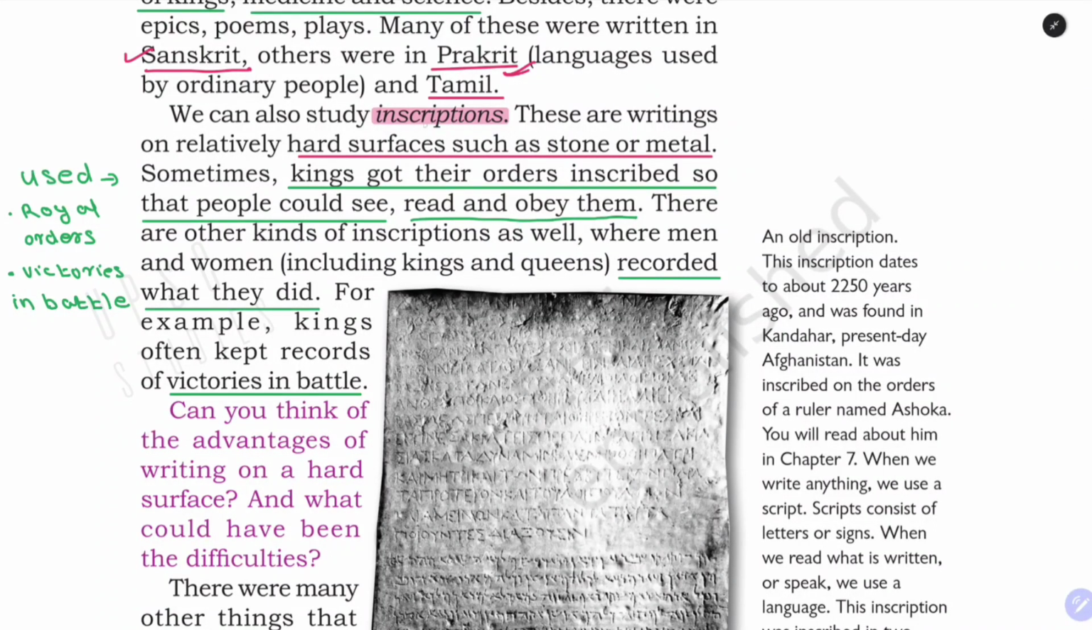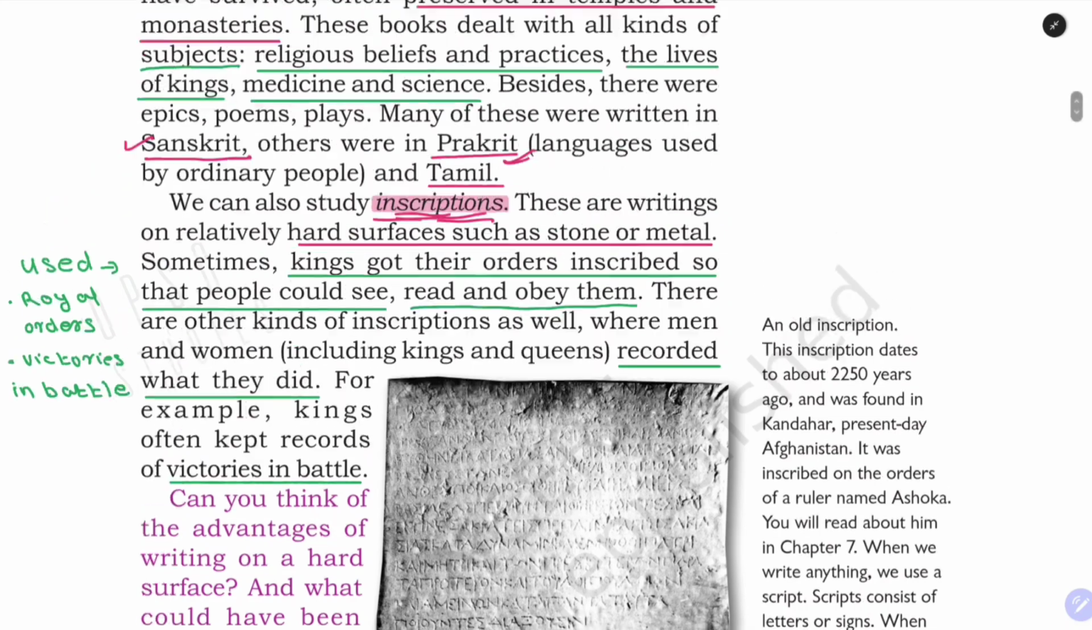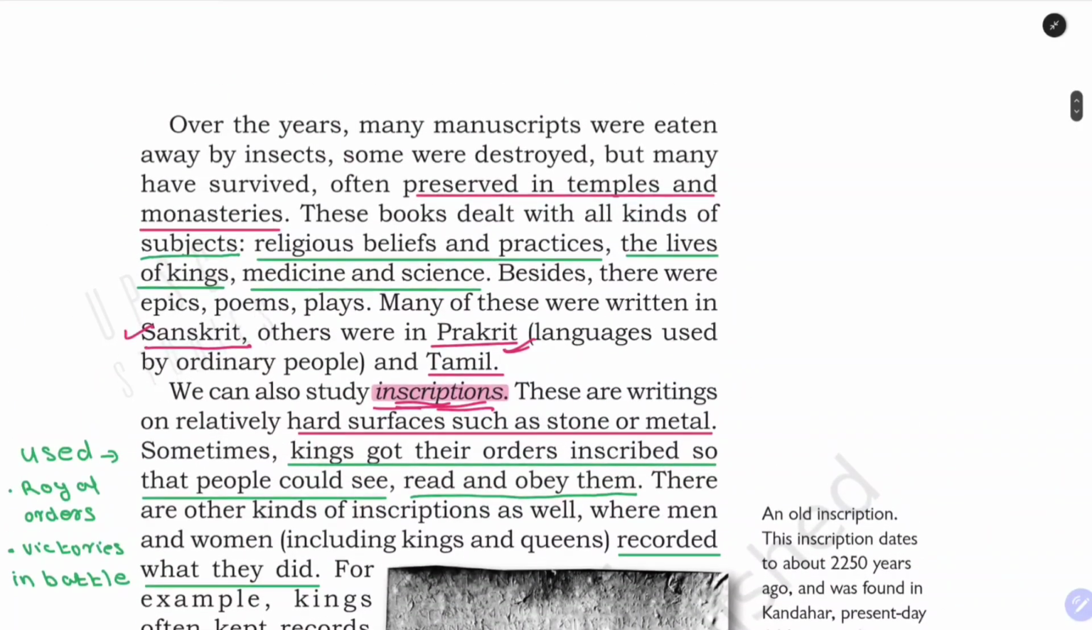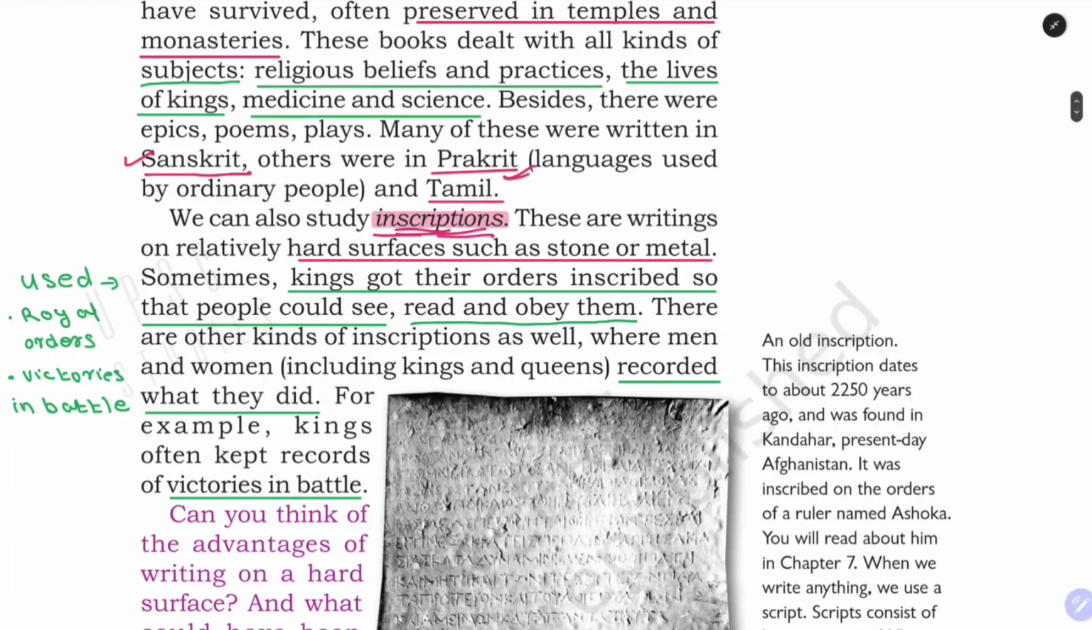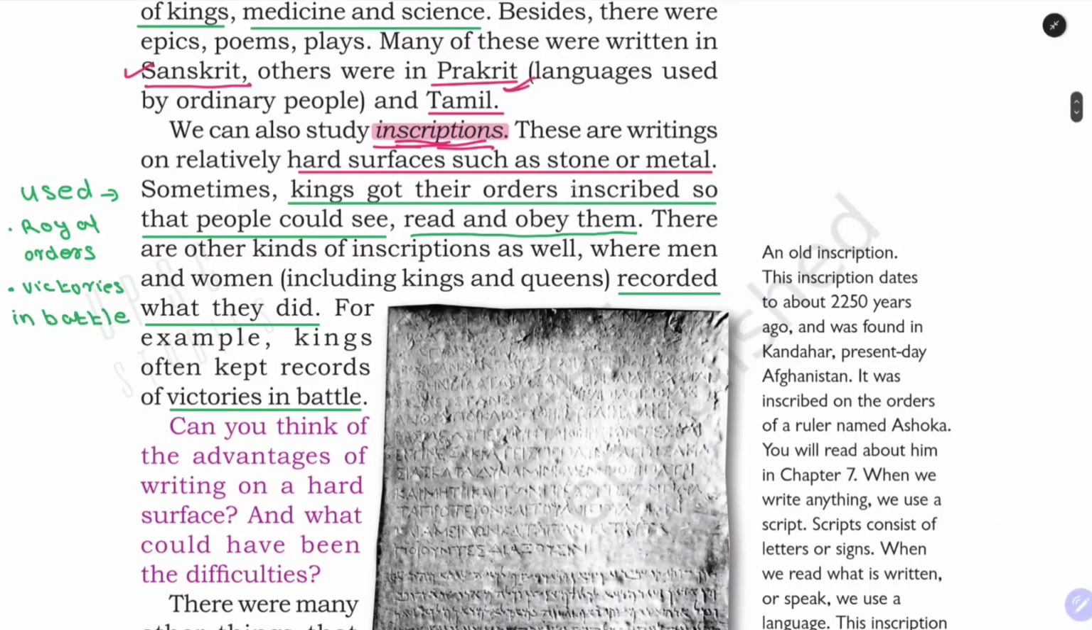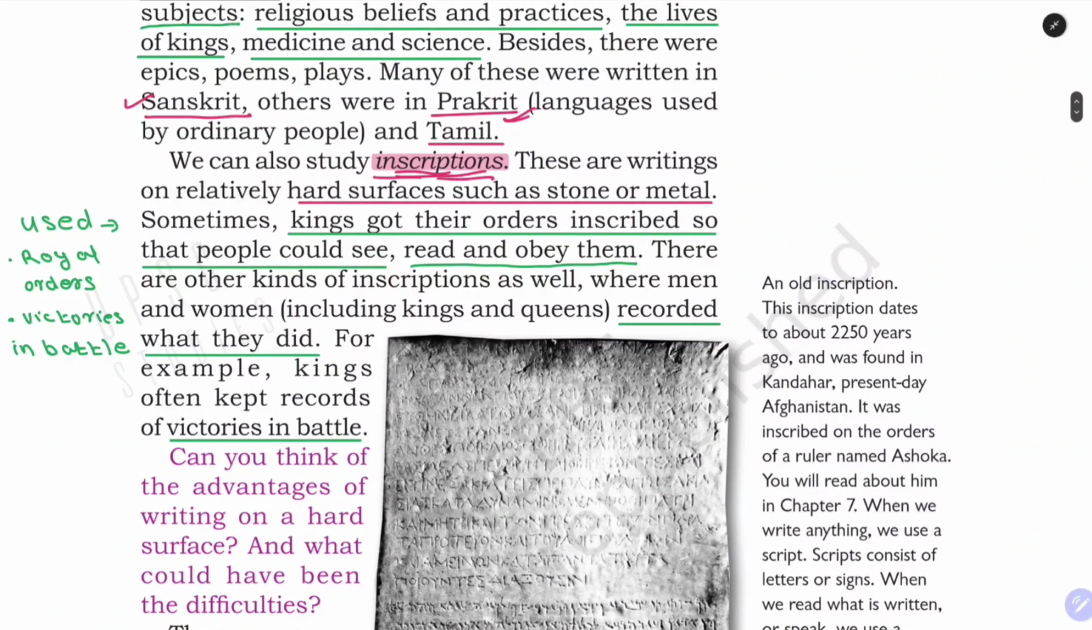We can also study inscriptions. Do you know what an inscription is? Inscriptions are writing on a relatively hard surface. We know about the palm leaf manuscripts, and there are inscriptions also. These are written on relatively hard surfaces such as stone or metals. Because they are written on hard surfaces, the chances of survival are greater for inscriptions.